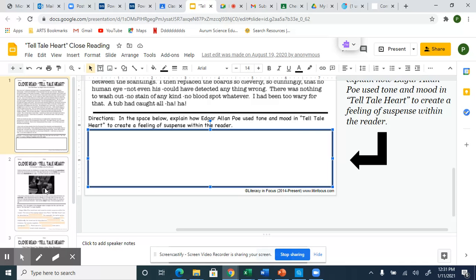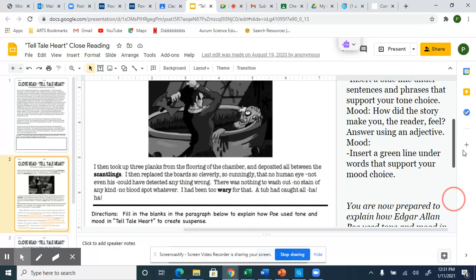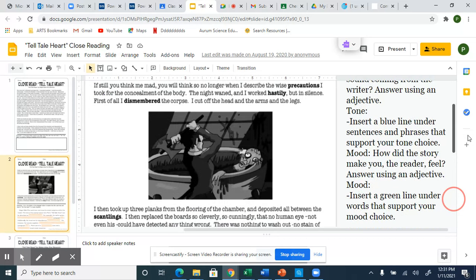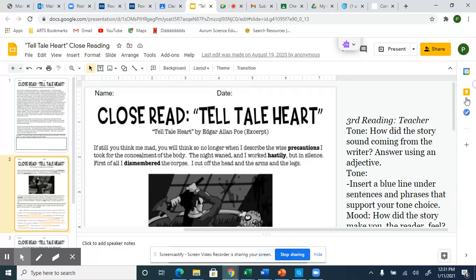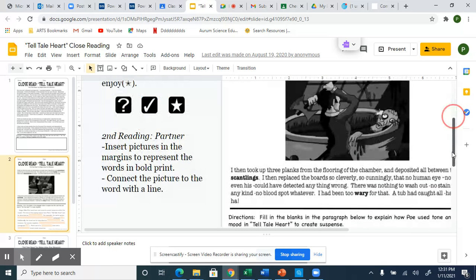So the word that we used, look at the picture of the old man, was vulture. Vulture, looking down at him. Again, we have these. If you have a question, if you dislike it or you enjoyed it, all right, in reading this information.